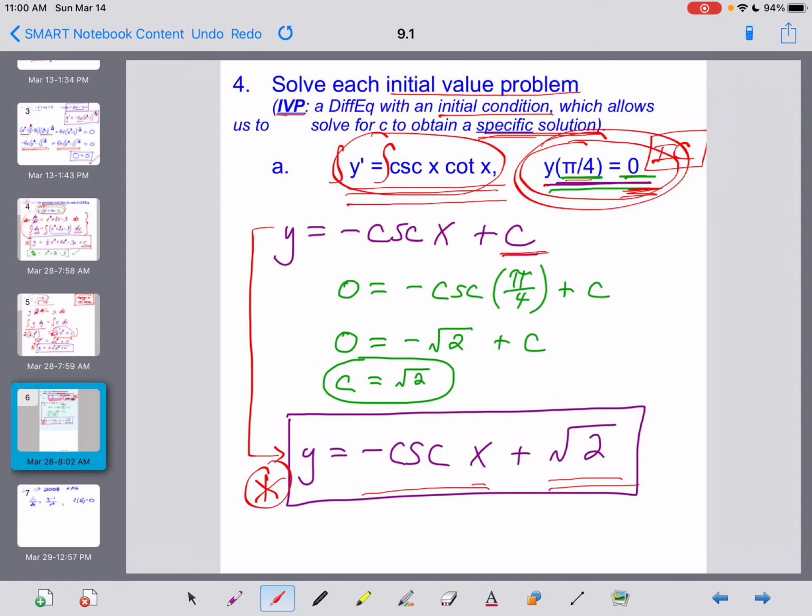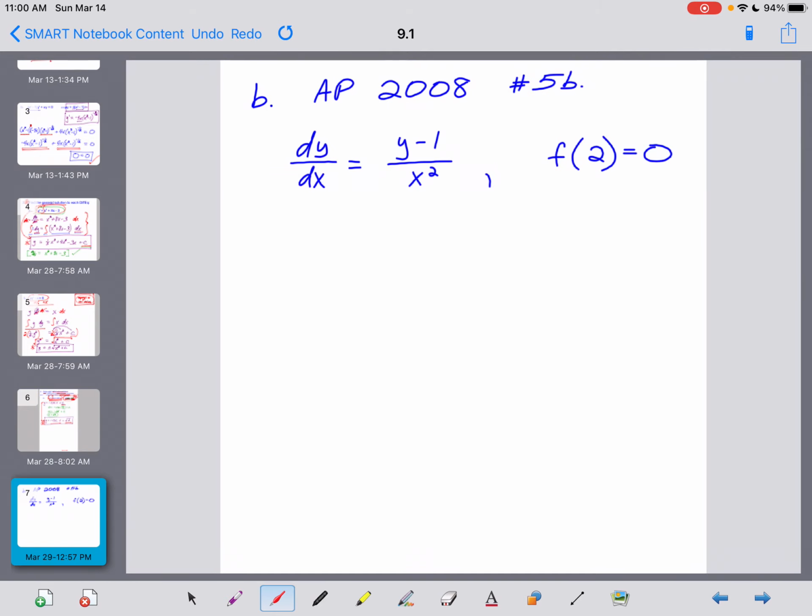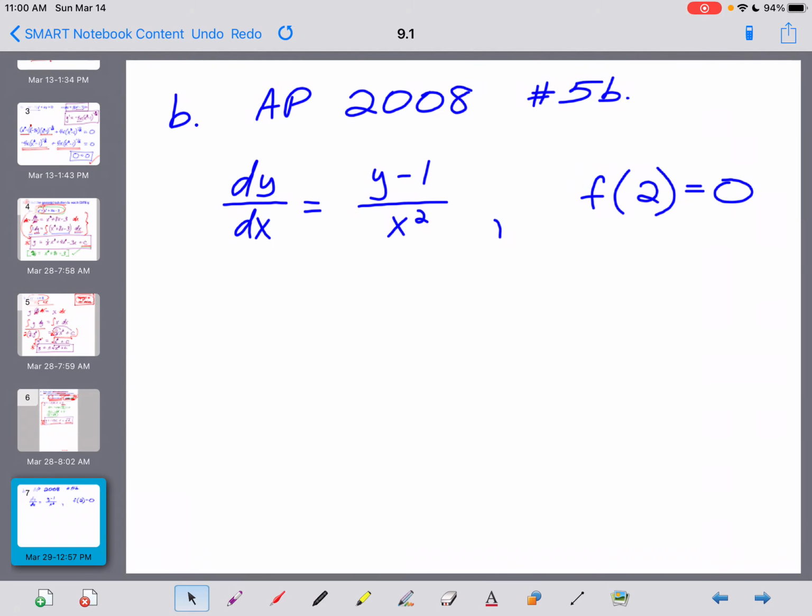Hooray! Okay, and the last problem I want to do with you guys is actually a good bit harder than the one that we just did. This is actually an AP question, everybody, going way back now, off the 2008 AP exam, problem number 5B. I'm not sure why I thought that was relevant, but in case anybody wants to look it up, there you go.